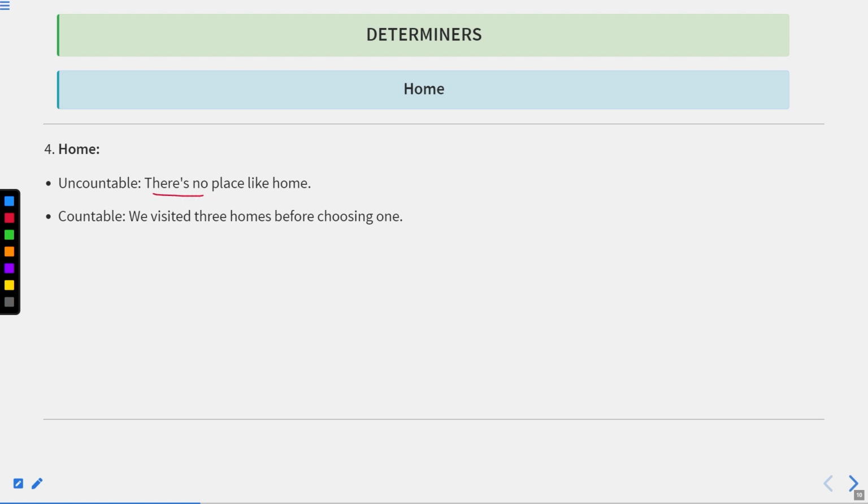Now home. "There is no place like home." Here, home is used as an uncountable noun. But if I say "We visited 3 homes before choosing one," it means we have already seen them. So this is the countable nature of home.